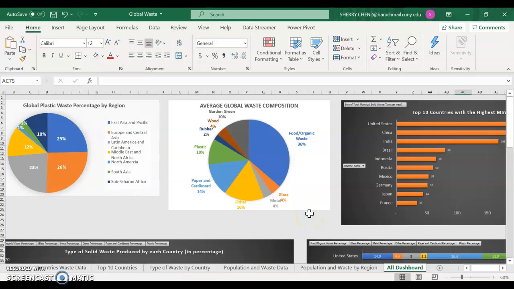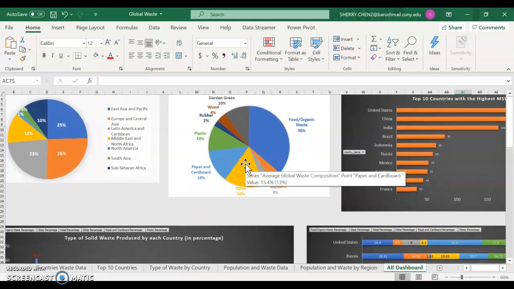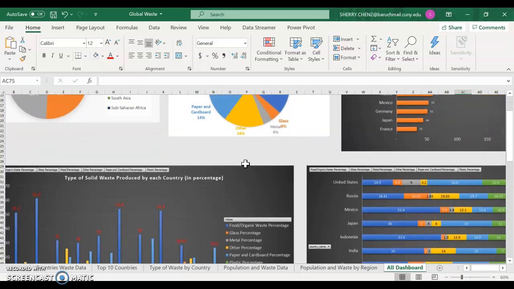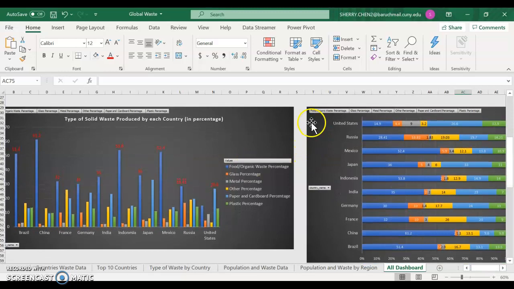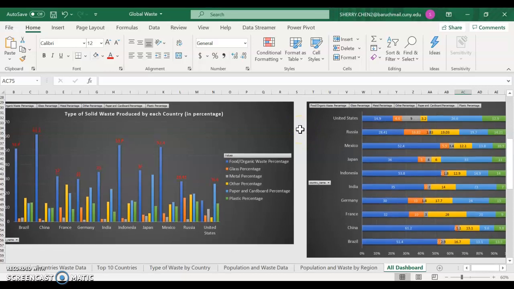To conclude, I have created a dashboard that showcases all the charts and visualizations that I spoke about earlier. Overall, one of my biggest takeaways is the sheer amount of waste produced by each country, especially the United States. Regions with the most developed countries and with the largest population size tend to produce the largest amount of waste.